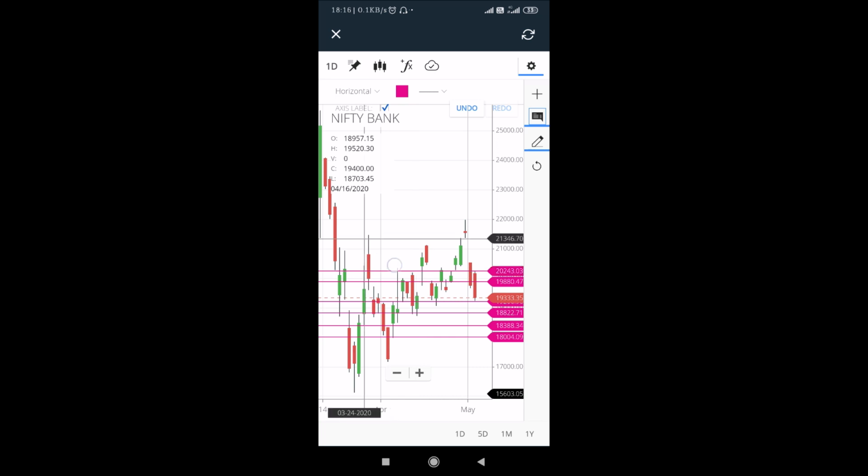Now the final resistance marking for the Bank Nifty, we can assume at this particular point. The resistances on the upside for the Bank Nifty are small, because Bank Nifty is giving a bearish move, and to cover that bearish move it has to move very long, so it might create resistances at these particular levels. So this was a clear chart analysis for the Nifty 50 and Bank Nifty.